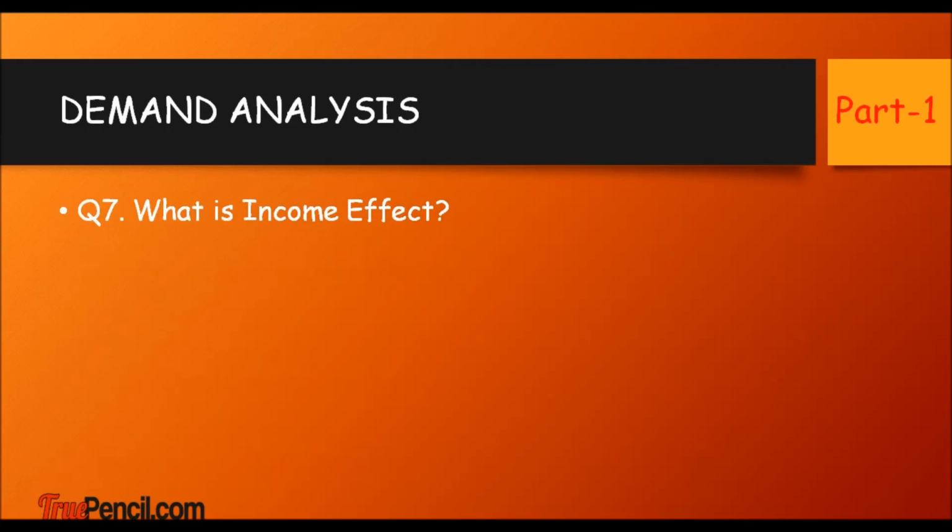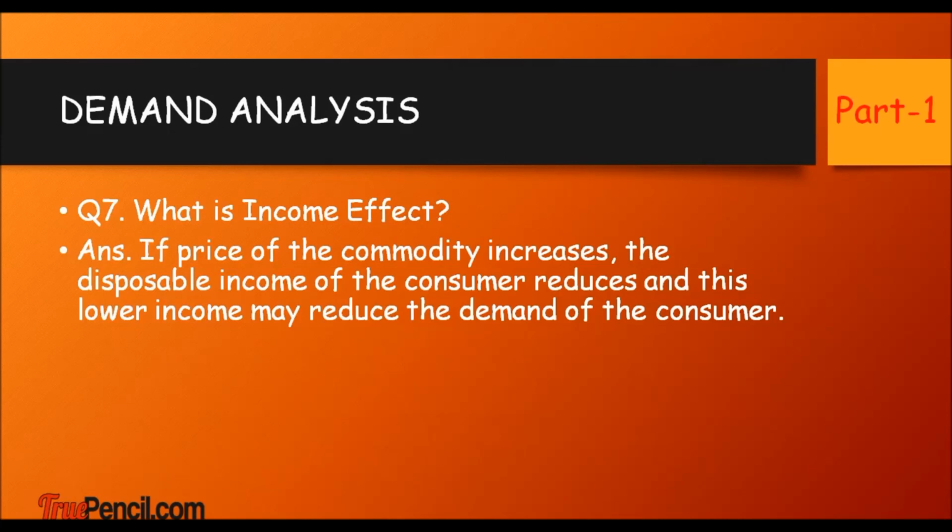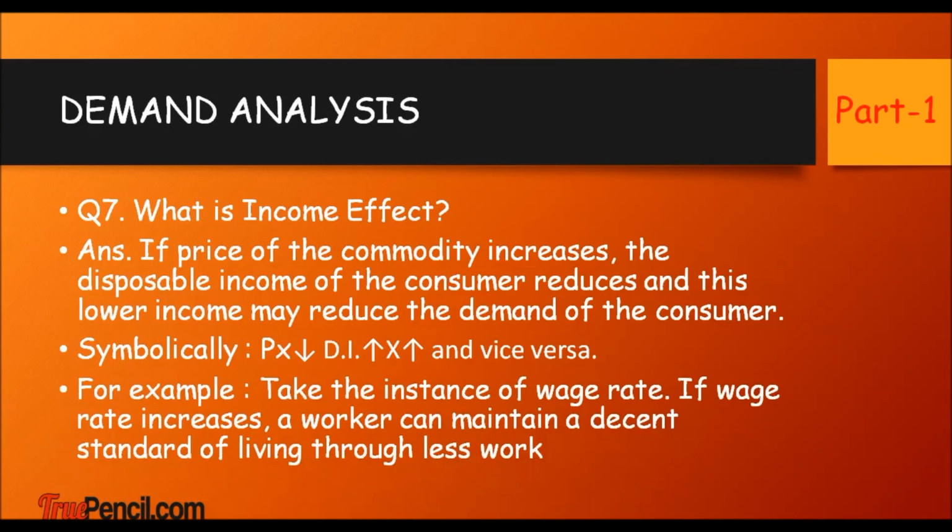Now, question 7 is, what is income effect? See, if price of the commodity increases, the disposable income of the consumer reduces, and this lower income may reduce the demand of the consumer. Symbolically, if the commodity is X, as Px goes down, disposable income goes up, and demand for X goes up, and vice versa. For example, take the instance of wage rate. If wage rate increases, a worker can maintain a decent standard of living through less work. Okay? Thank you.